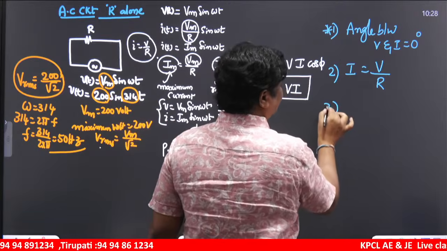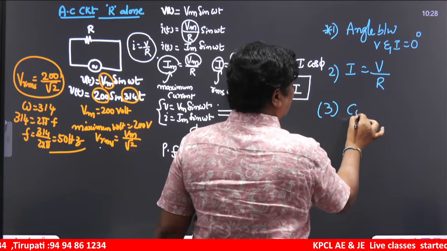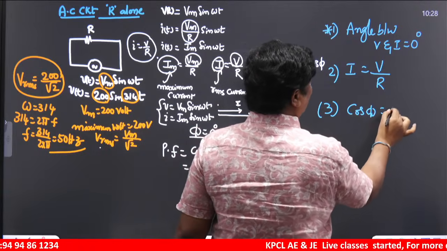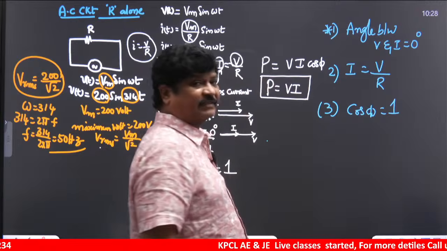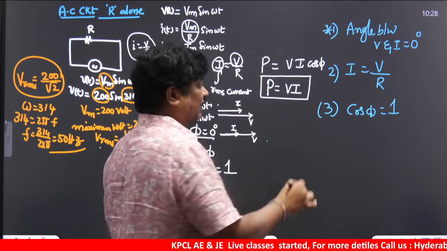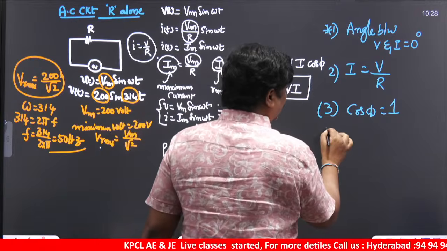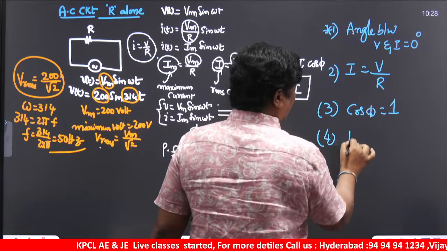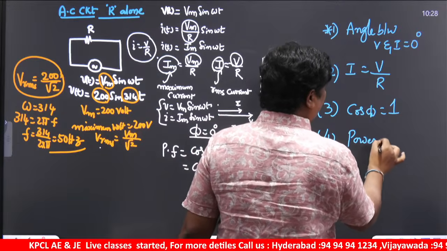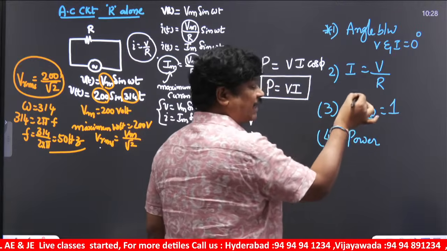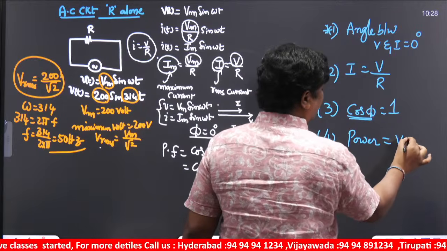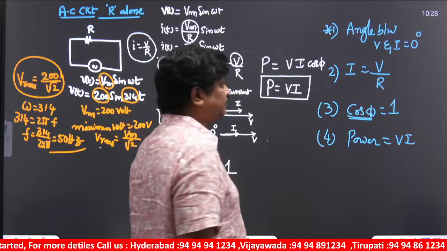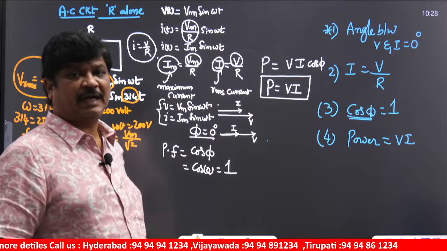Third point: power factor cos phi is equal to 1. Fourth point: cos phi is the power factor, and power is given by VI.